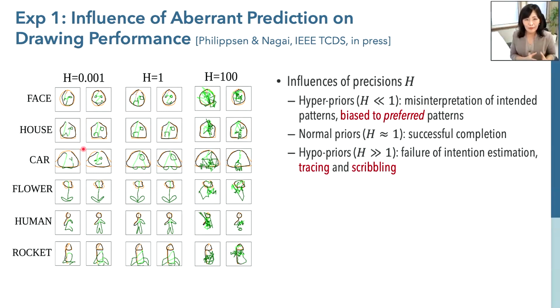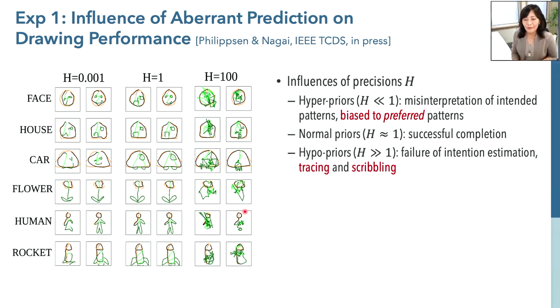In the case of hyper-prior, the network often misinterpreted the intended pattern. For example, this was intended for a car, but then the network was confused with a face. Maybe this is because the outlines of the face and car were similar to each other. That's why the network was confused between the two patterns. Another case is the rocket. This was similar to a human, so the outcome of the network also got closer to the human pattern.